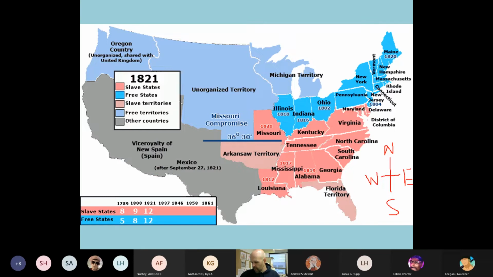Let's see here. Tegan, which branch of the federal government do we make laws? Legislative, executive, or judicial? Legislative. That's correct. So legislative branch.